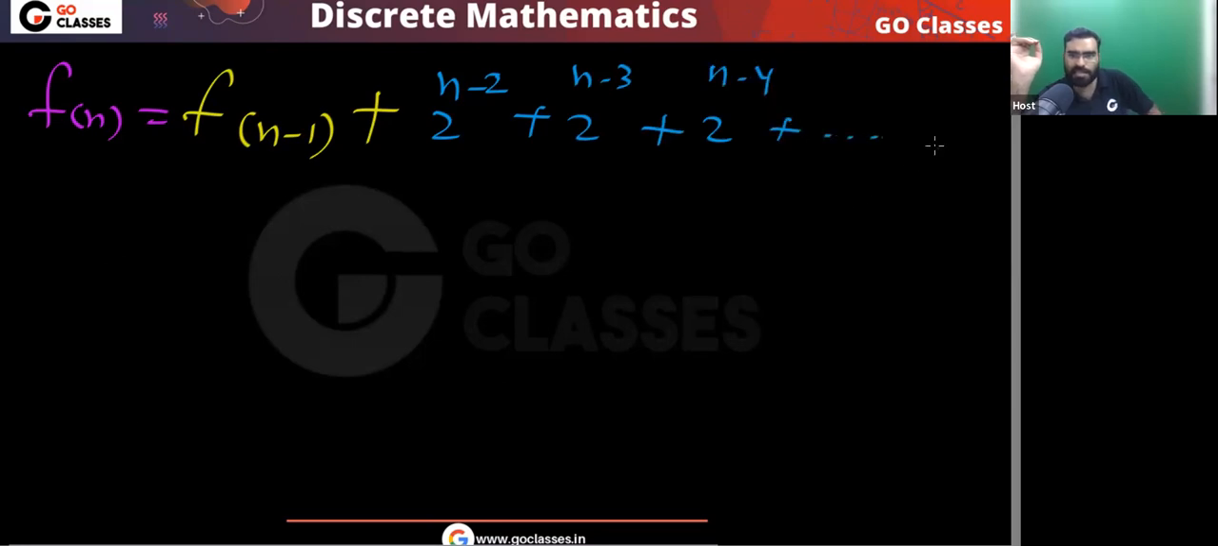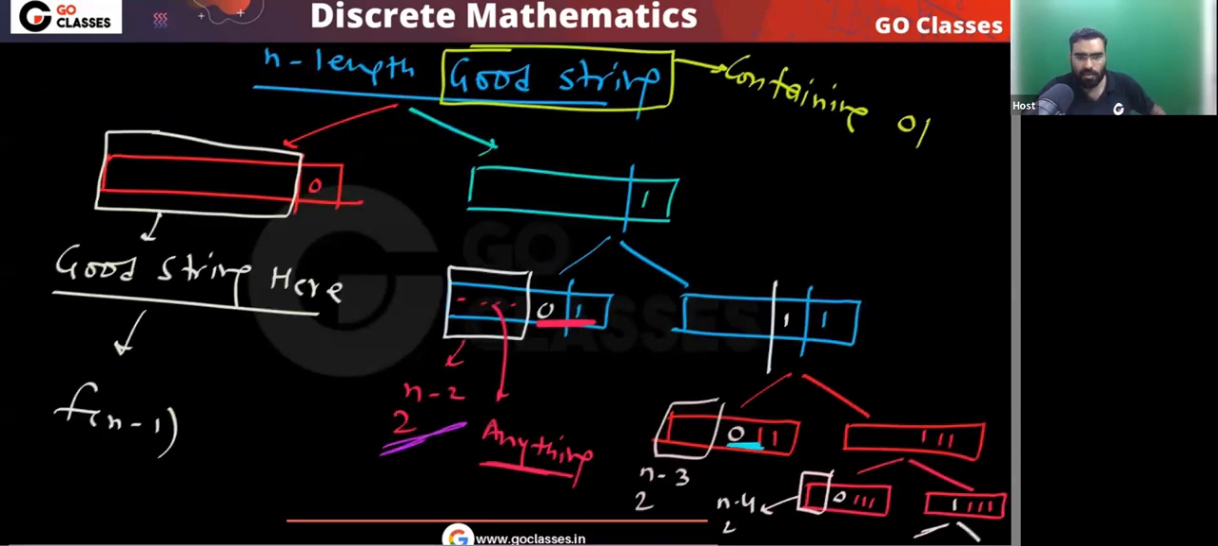Till when will I get this series? When will this series end? Whenever you have this 1, 1, 1, for example, if you have 4 ones, then again you are going like this. You already have 4, 1, 1. And if you have 0 here, then you can put anything here, so you will get 2 power n minus 5.